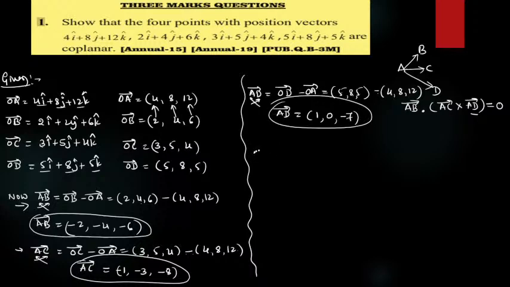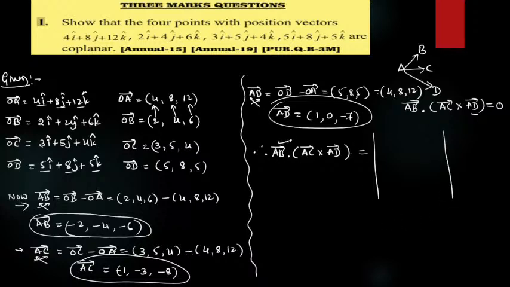Now if you show that these three vectors are coplanar, then these points are definitely coplanar. To show they are coplanar, you have to take their scalar triple product and show the determinant value is 0. Therefore consider AB dot AC cross AD. Write it in determinant form.